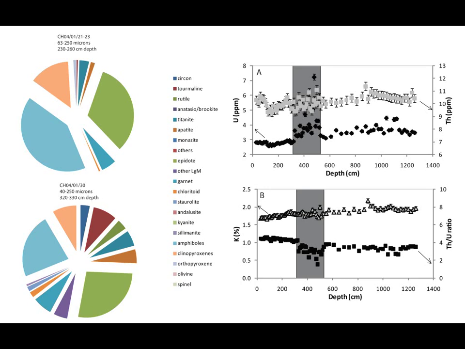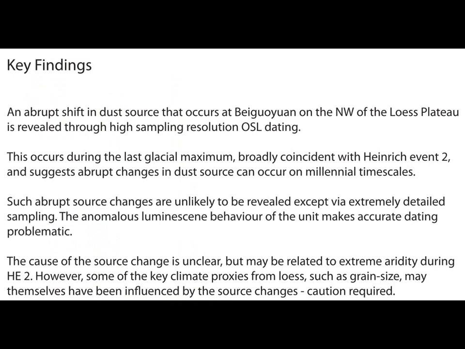In both cases we have very different properties of the sediment within the anomalously high age unit compared to sediment outside it. And again, this supports a change in source at this interval, and the characteristics of the sediment itself suggest that this may be a very localized, specific source. The combined luminescence dating and sediment analysis results suggest there's been an abrupt change in source at this site during the last glacial maximum.